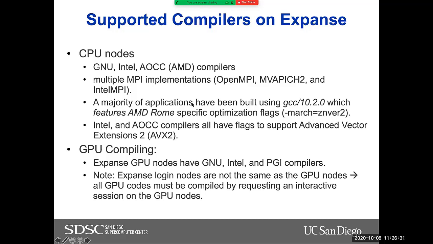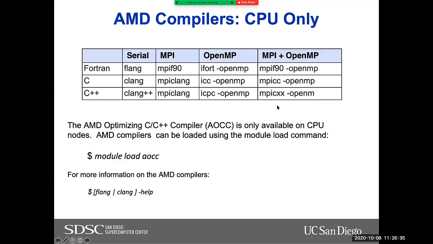And there's the Intel and AOCC, of course, they all have flags for Rome, and they support AVX2. Often on machines, you find that the GNU compilers do just as well. So don't worry about which one you're using. Use the one that maybe is most familiar to you. So you'll find in our user guide for each of the compilers, there's a table that reminds you of what the different commands are. And I find this is very helpful depending on Fortran, C, C++, and there would be other languages supported.